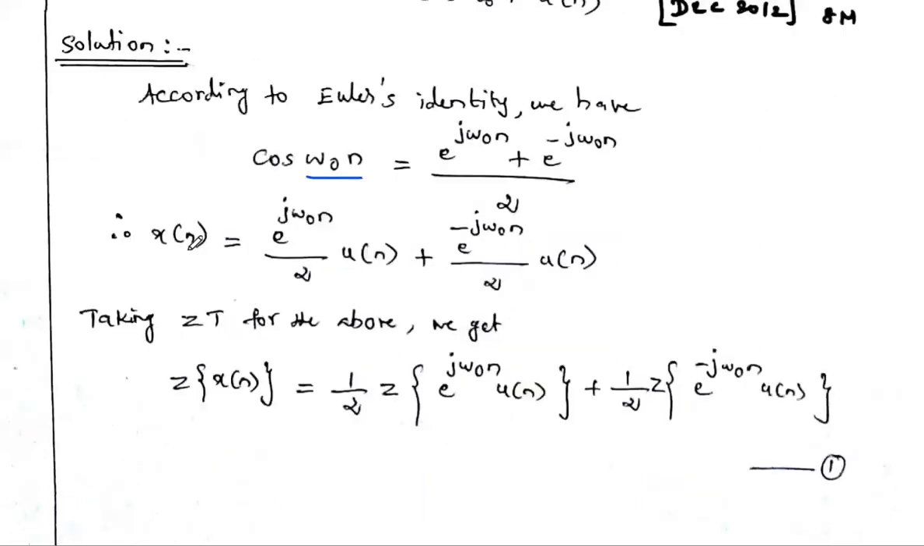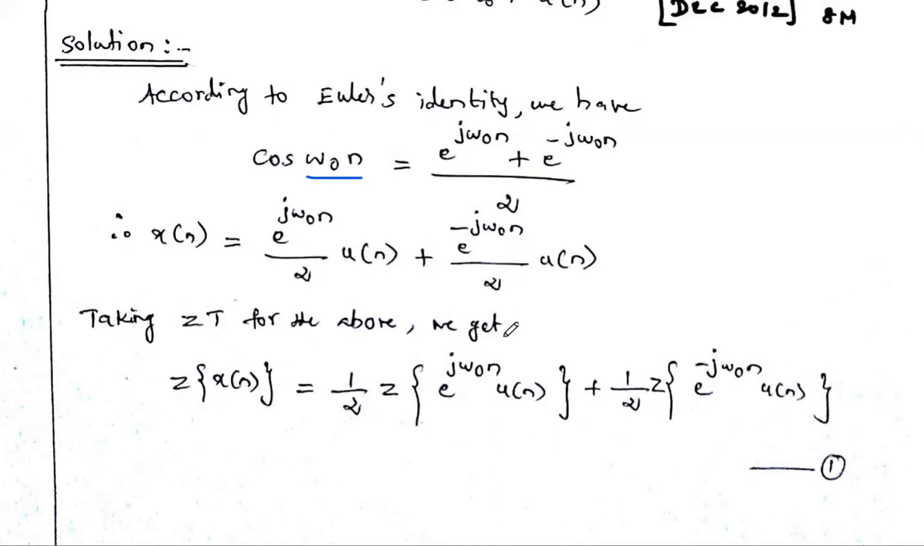So we can write x of n equal to e power j omega naught n by 2 into u of n plus e power minus j omega naught n divided by 2 into u of n. Okay, so here the given signal x of n is the addition of two signals: one is e power j omega naught n u of n divided by 2 and the other is e power minus j omega naught n u of n divided by 2.